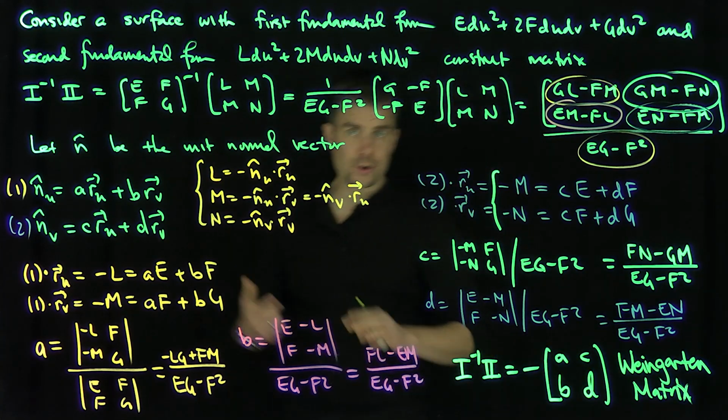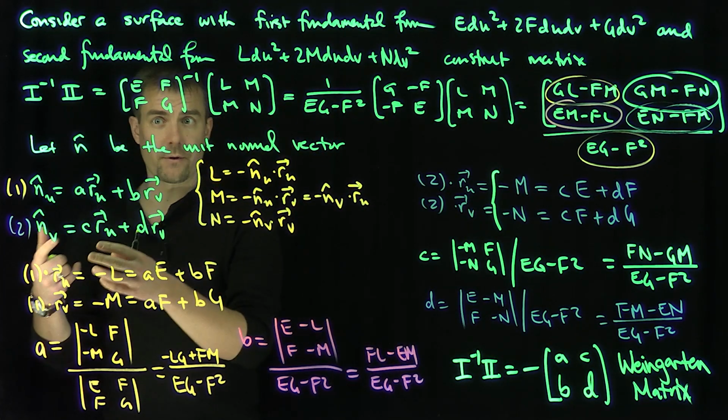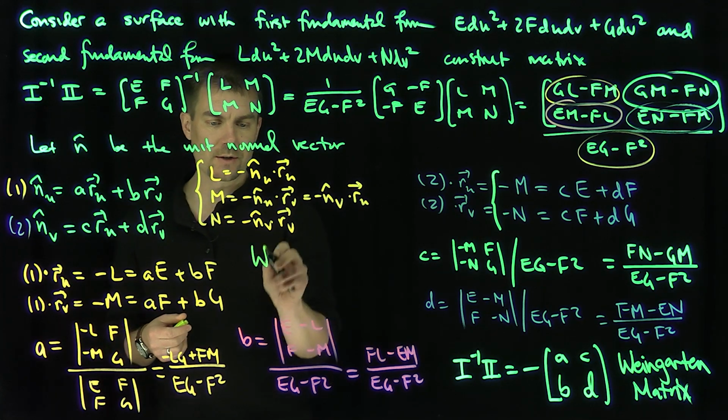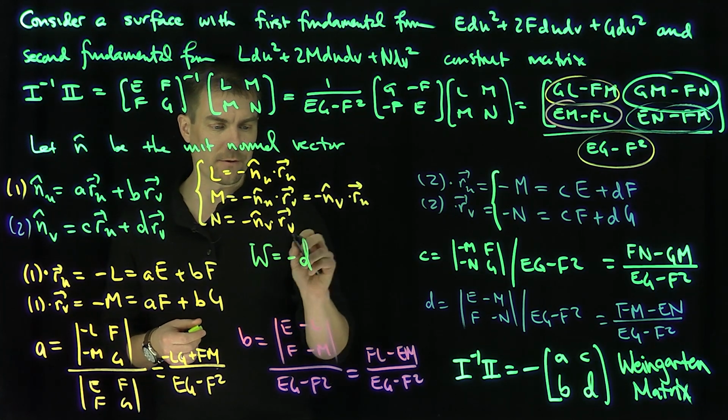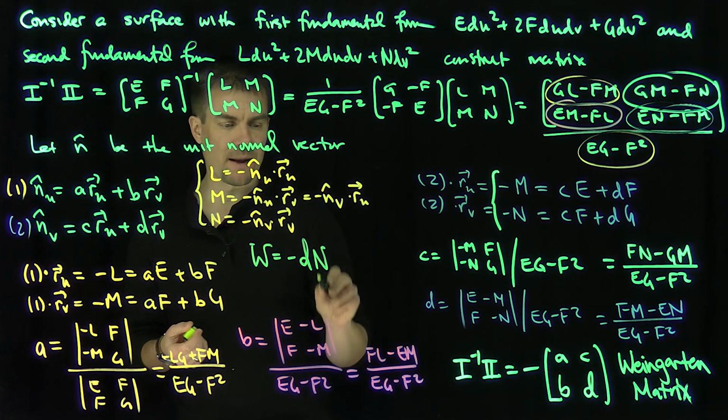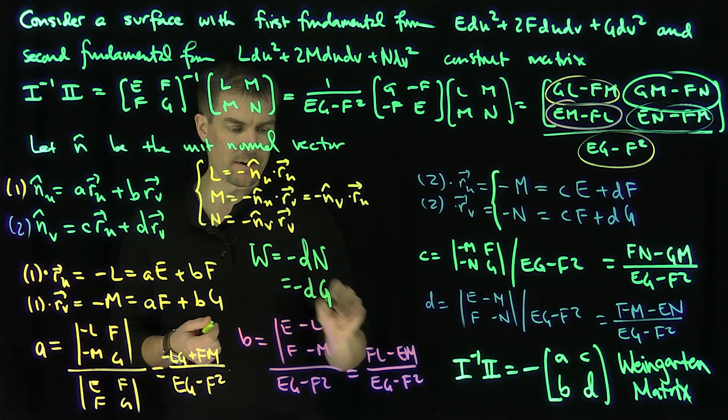It's really the transpose of the coefficients of the differential of the normal vector. So sometimes you see this written as W is equal to negative the differential, or the Jacobian matrix, of the Gauss map or the normal map. So this is really sometimes negative G like this.